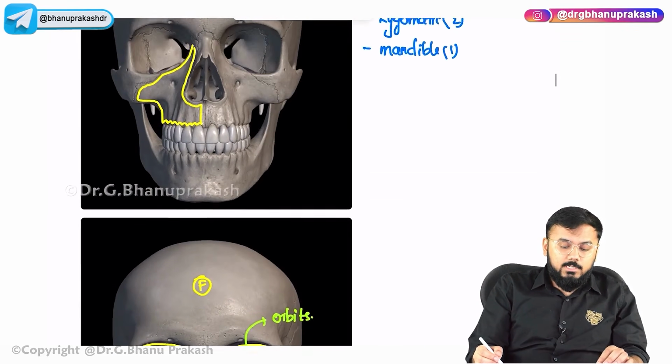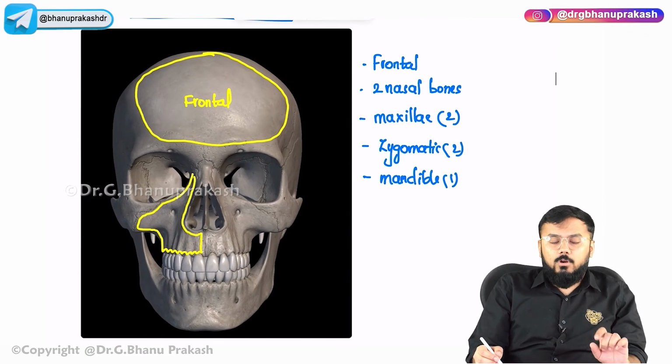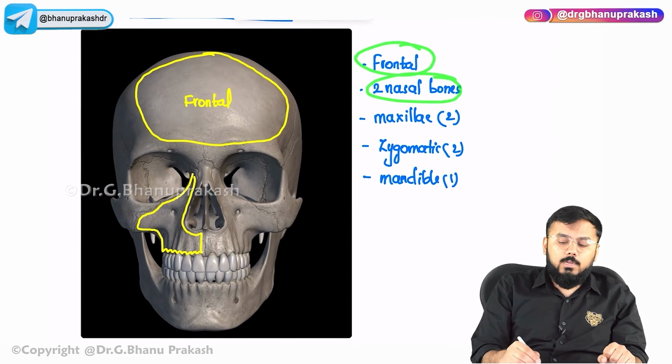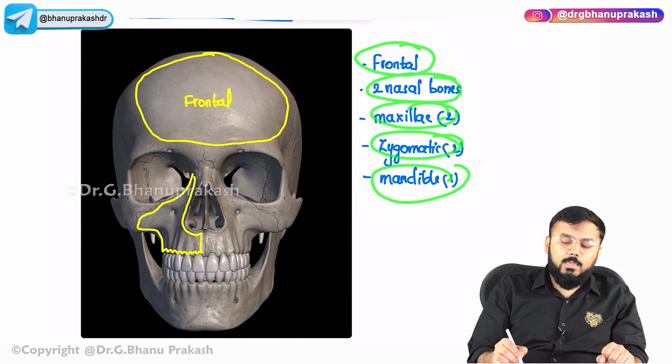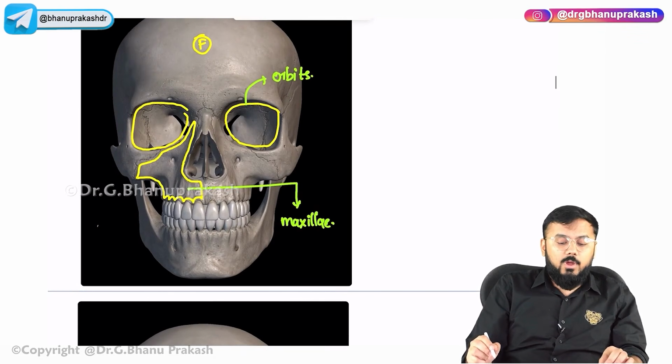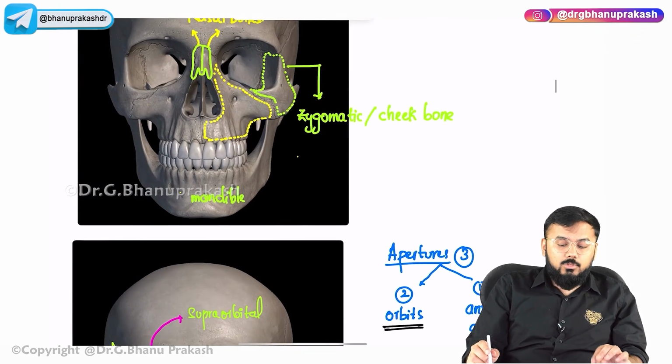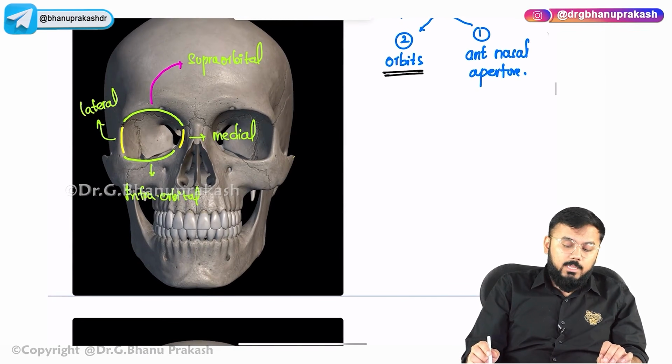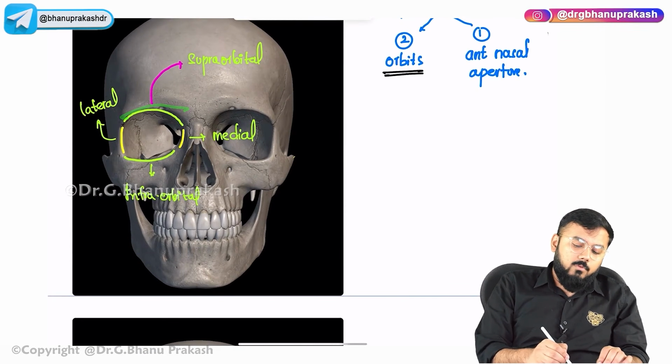So what are the structures that we discussed in norma frontalis, guys? Norma frontalis is first of all made up of frontal, nasal, maxillary, zygomatic and mandibular bones. Okay, you have to identify the bones. When it comes to the orbit, it is a very important thing. We have got the supraorbital, the medial, the infraorbital, and the lateral.